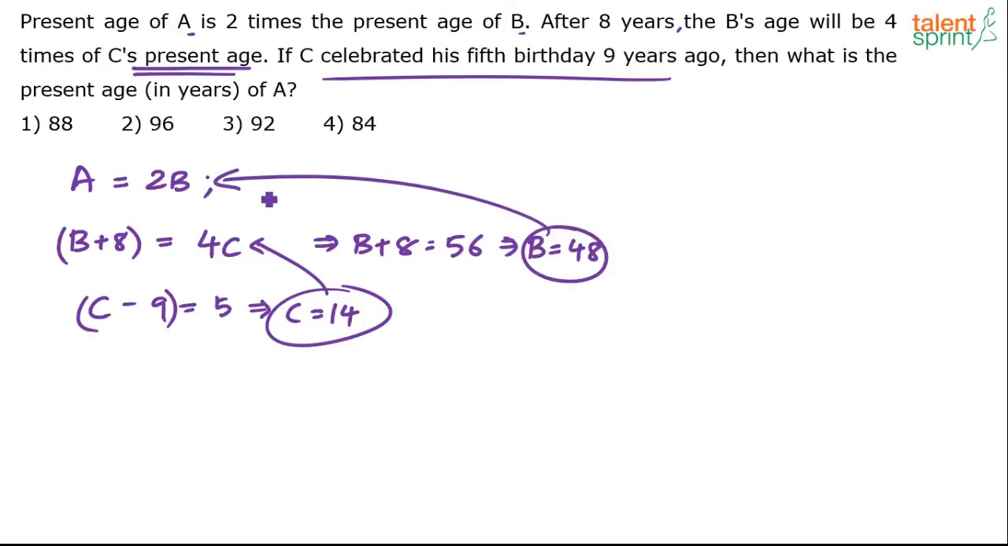If B is 48, what is A? A will be 2 times 48, which is 96. That's what he's asking. What is the present age of A? 96. Option 2.